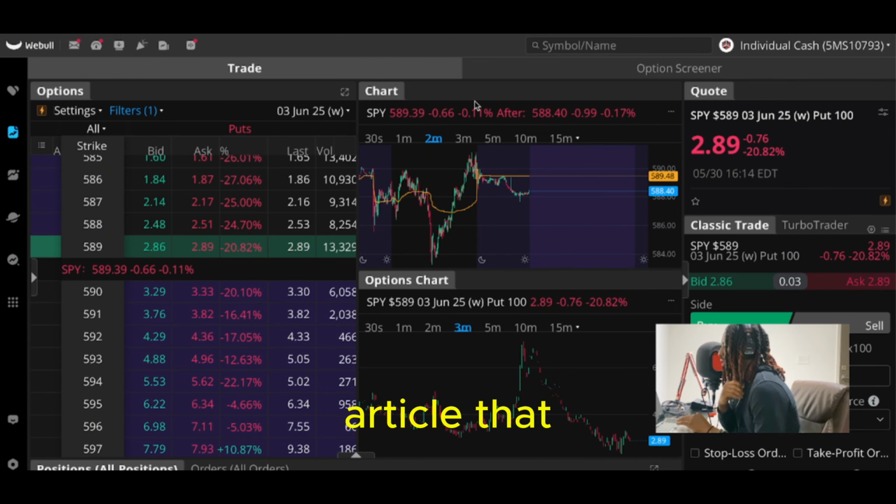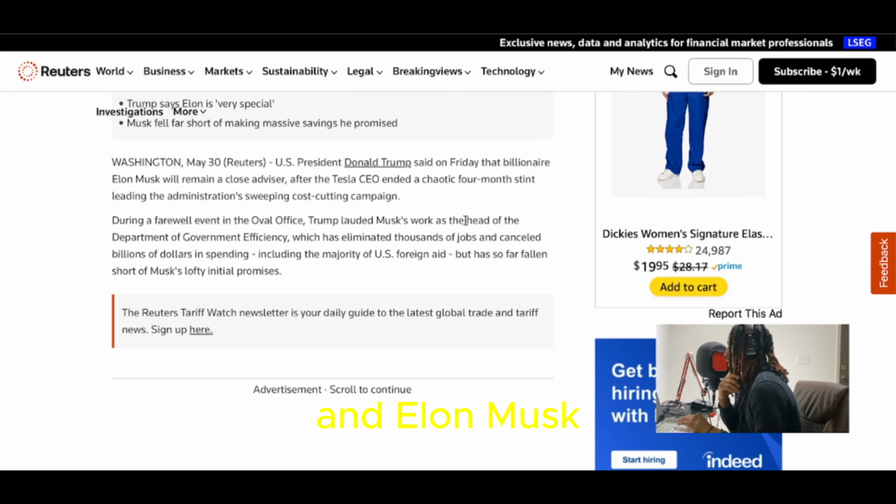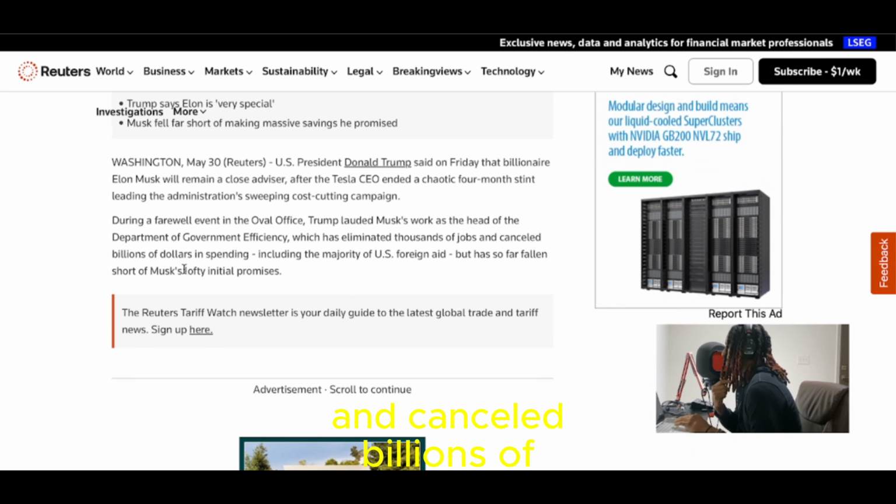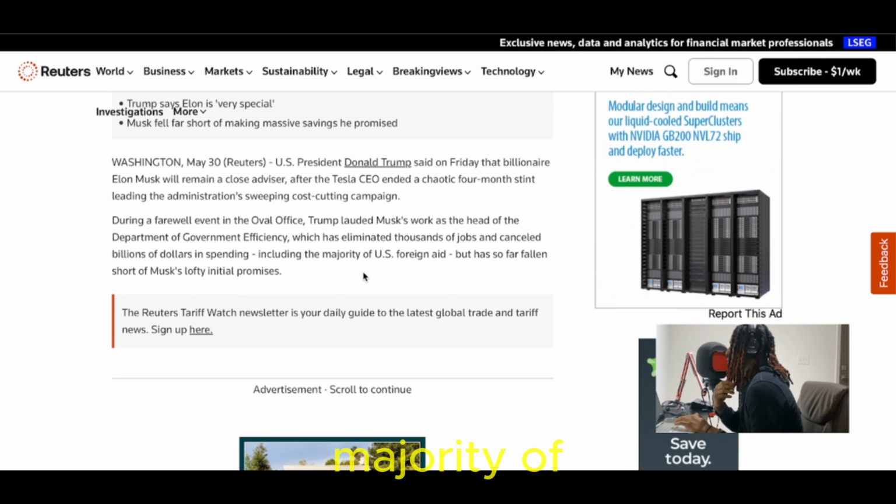We also gonna take a look at this article that we seen on Trump and Elon Musk. Washington on May 30th, the U.S. President Donald Trump said on Friday that billionaire Elon Musk will remain a close advisor after the Tesla CEO ended a chaotic 4-month stint leading the administration's sweeping cost-cutting campaign. During a farewell event in the Oval Office, Trump lauded Musk's work as the head of the Department of Government Efficiency, which has eliminated thousands of jobs and canceled billions of dollars in spending, including the majority of the U.S. foreign aid, but has so far fallen short of Musk's lofty initial promises.